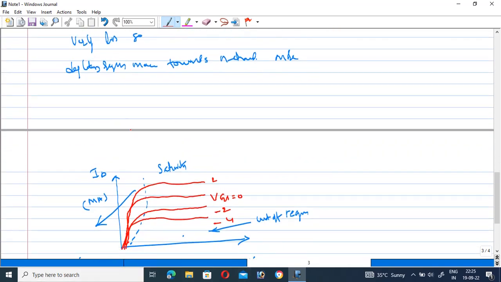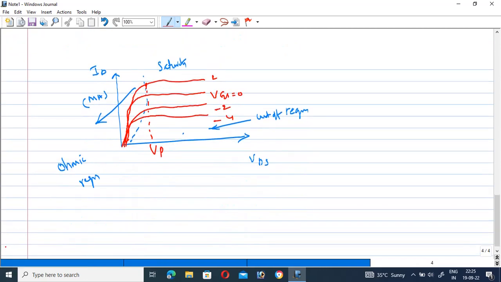After the ohmic region, at a particular point of time, these two contacts are made, and this is generally called VP, the pinch off voltage. Pinch off voltage means the voltage at which those two depletion regions contact each other. That point is called the pinch off voltage in the junction field effect transistor, right?